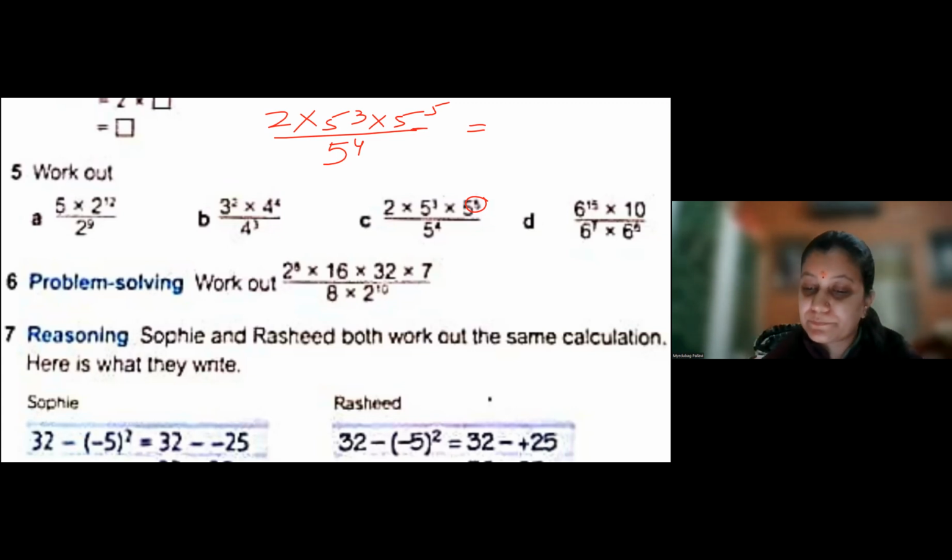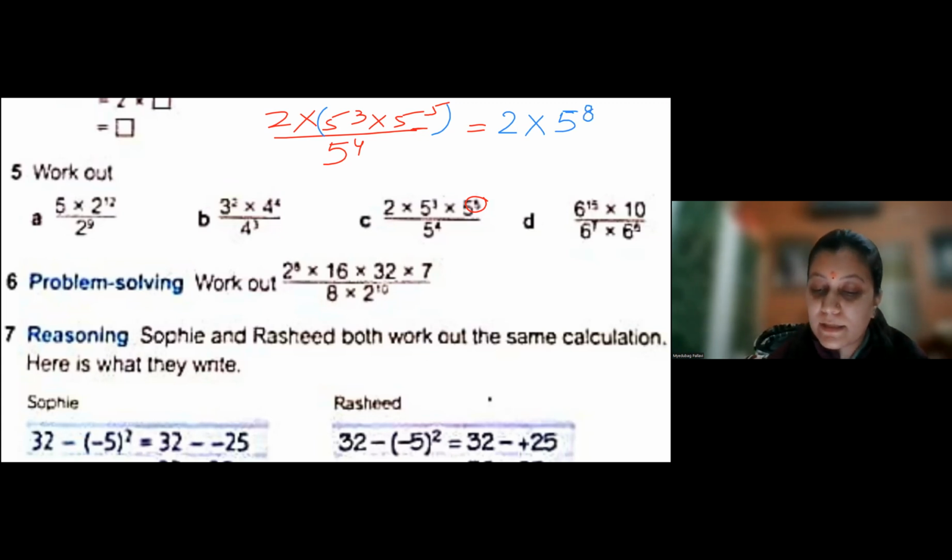10 to the power of 4. Okay, this is the final answer that you're getting? Yeah. Okay, let's see. Now we'll keep 2 separately. So first of all, 5 to the power 3 multiplied by 5 to the power 5. How much we'll get for this one? We'll get 5 to the power of 8. 5 to the power of 8, that's correct.